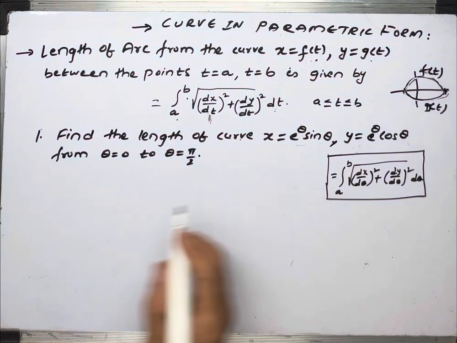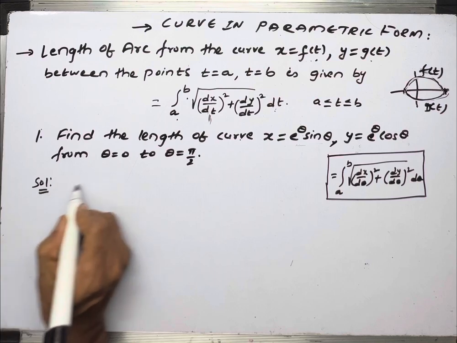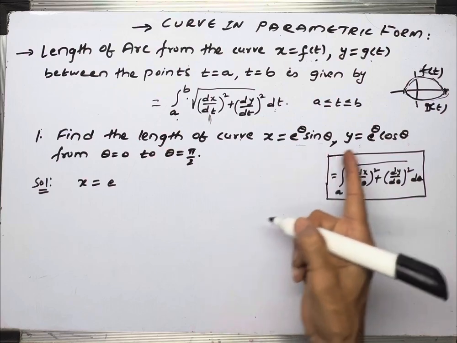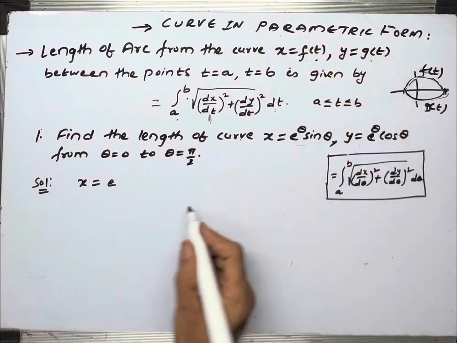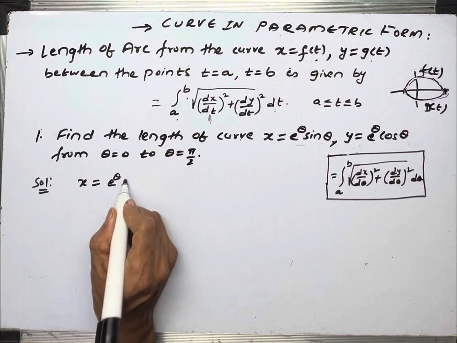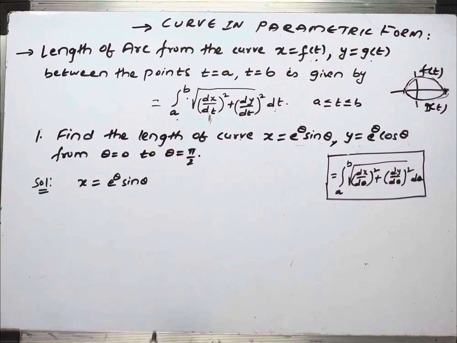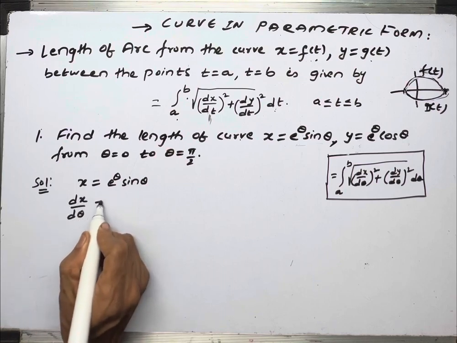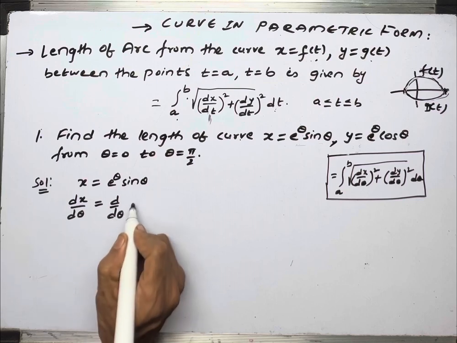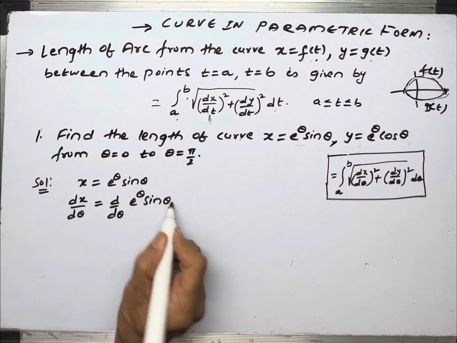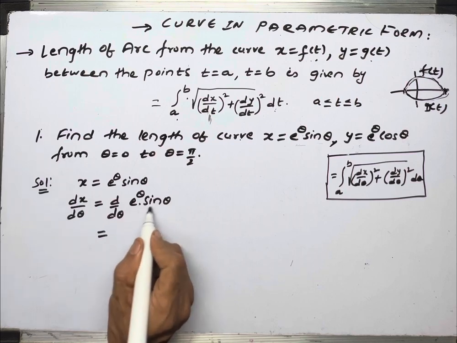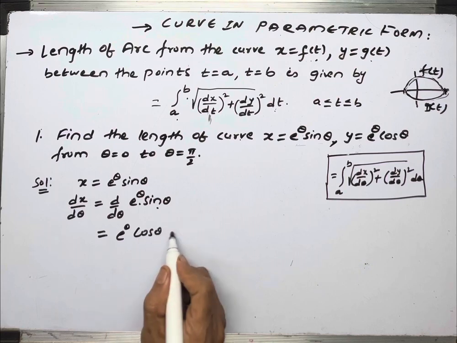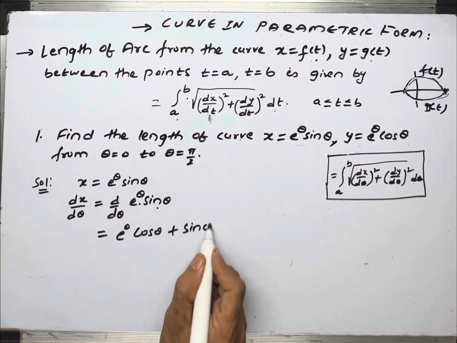Then the x value is there. We'll consider our solution in this way. First we will consider x is equal to this. Whenever the question has two variables, that time it is known as parametric form. Then e power theta sine theta is the x value. You have to differentiate both sides with respect to theta. Then it will be d by d theta of e power theta sine theta. Further expansion: this is in uv form. U times derivative of v, sine theta derivative, cos theta, plus v times derivative of u.